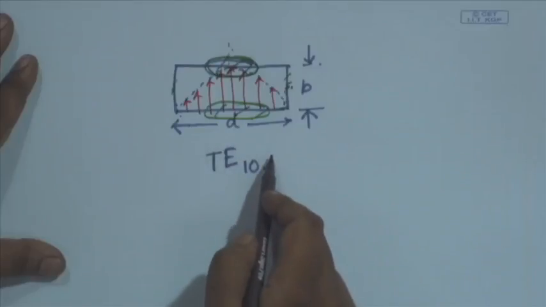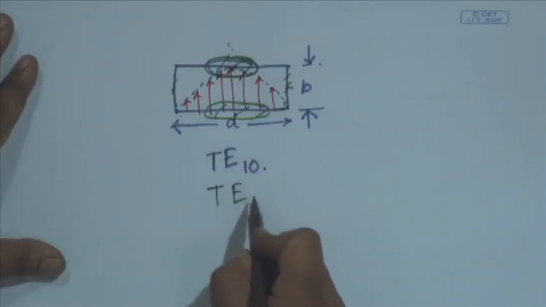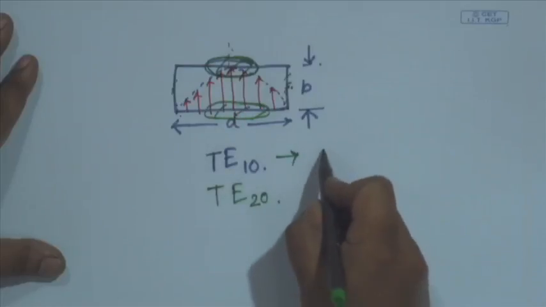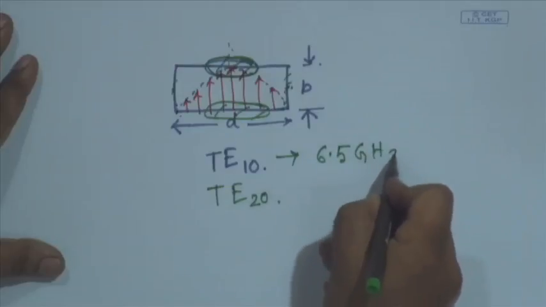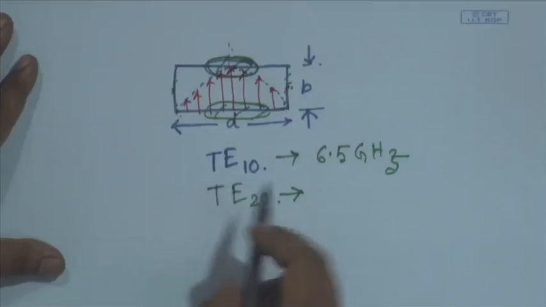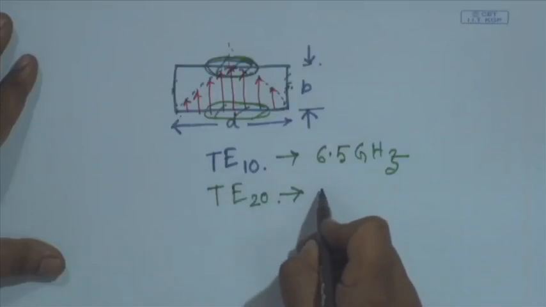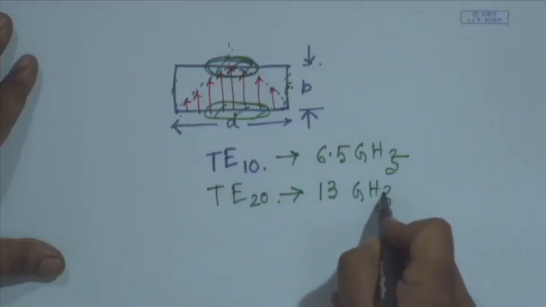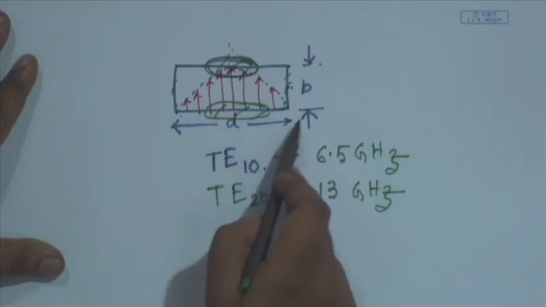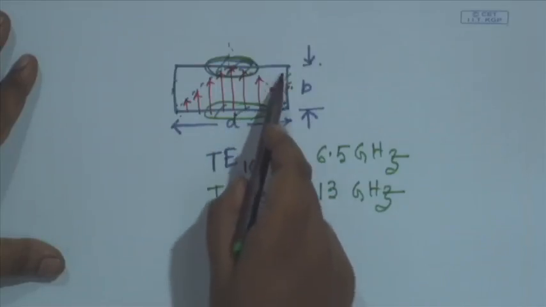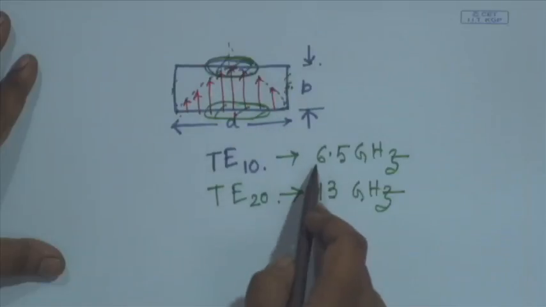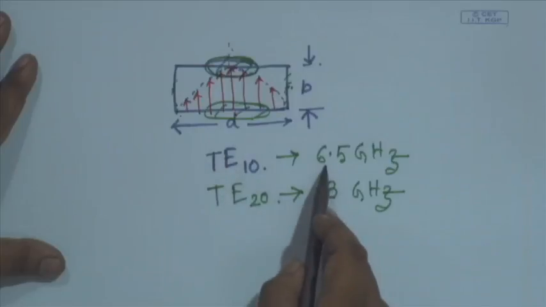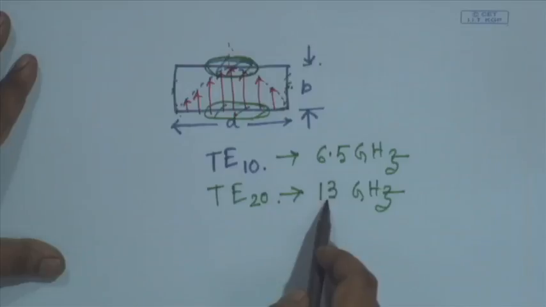Now, for TE10 mode, the cutoff frequency is determined by the broadside dimension A. What will be the next higher order mode? It is TE20 mode. If the fc for TE10 mode is, let us say, 6.5 gigahertz for the given dimension, we know that the cutoff frequency for TE20 mode will be just double of this, so 13 gigahertz. So considering the effect of broadside dimension, we can use this rectangular waveguide in monomode operation, that means only for TE10 mode excitation, from 6.5 to 13 gigahertz.